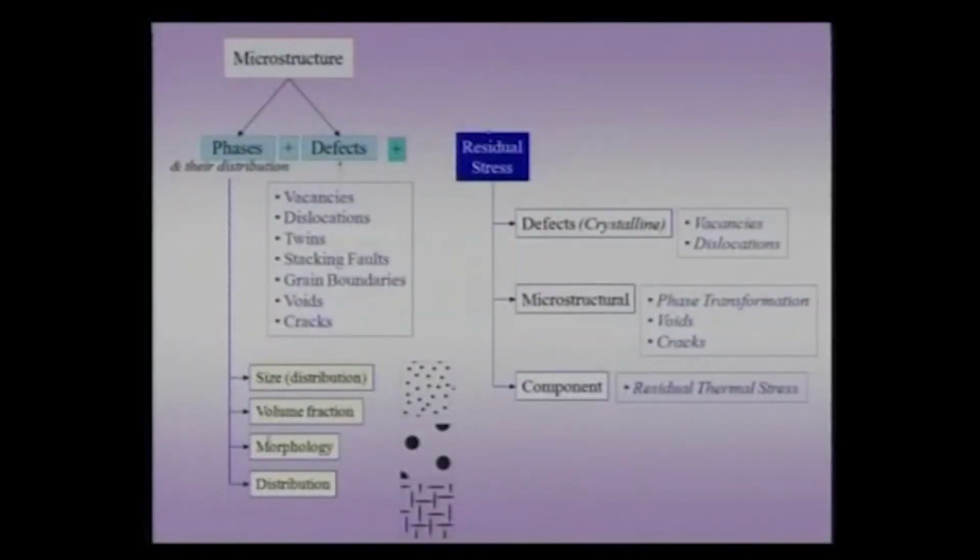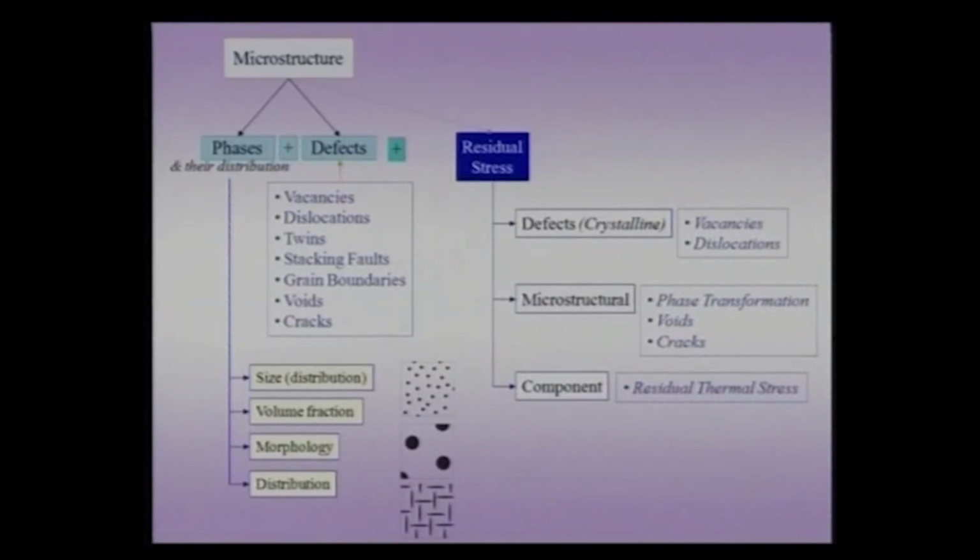Third thing, I need to know the morphology of the phases. For instance, suppose the second phase here is my black phase. It could be spherical or circular in two-dimensional cross section, or it could be in the shape of needles as shown here, and this again would make a lot of difference to my properties. So whether it is circular or this needle shape would make a difference to my properties.